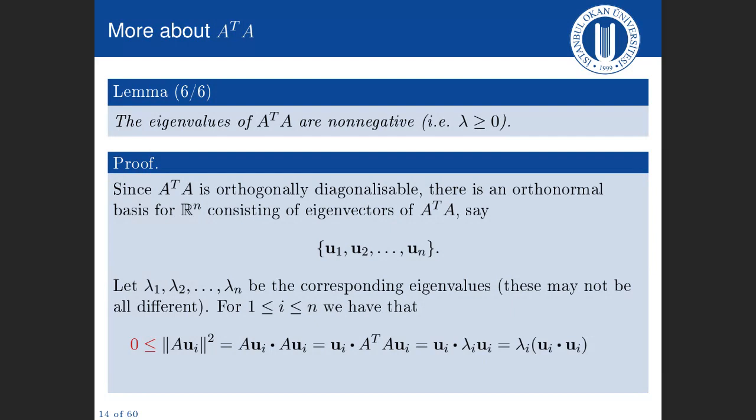Lambda i is just a number. We can move that out. We get lambda i multiplied by ui dot ui. But ui is a unit vector, so ui dot ui is just the number one. So this proves that every eigenvalue of A transpose A must be greater than or equal to zero.